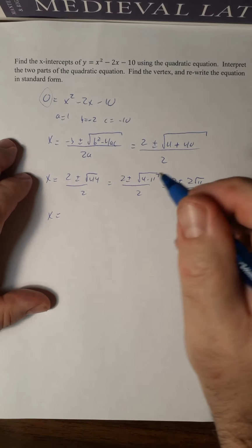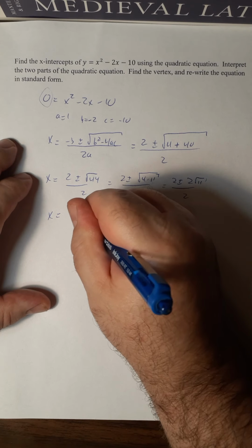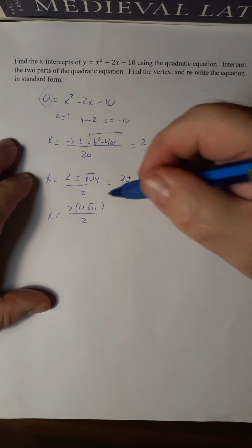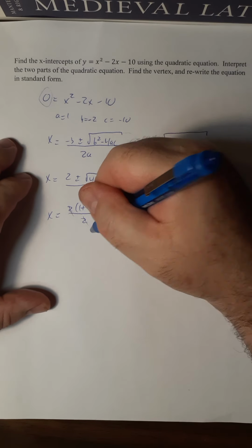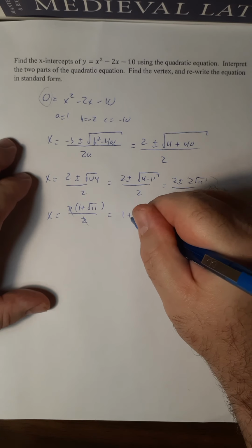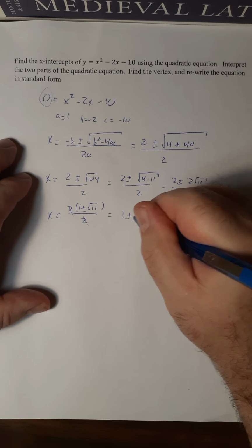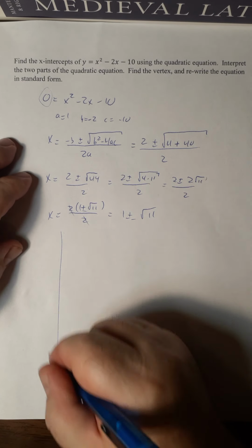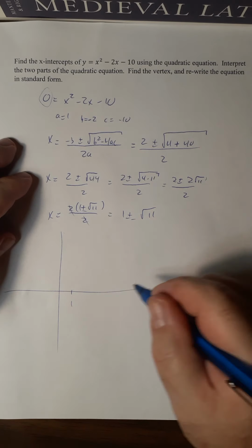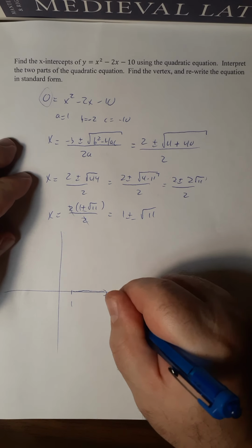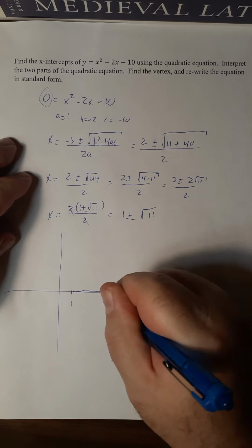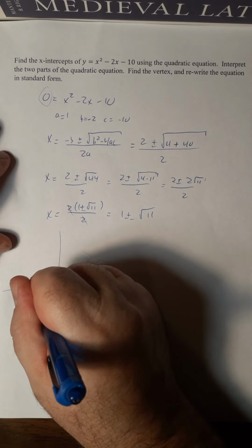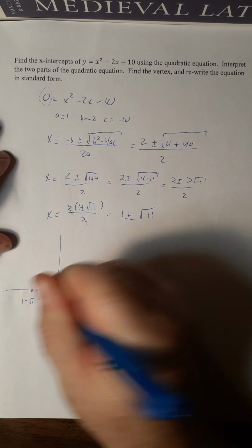And so that can be simplified. Factor a 2 out of the top. And once it's factored, you can only cancel out of things that are factored. So I can cancel those 2 now, and I get 1 plus or minus the square root of 11. So what does that tell me about my graph? Well, if I graph my parabola, I have 1 here. And if I go square root of 11 to the right, I get 1 x-intercept. And if I go square root of 11 to the left, I get the other x-intercept.